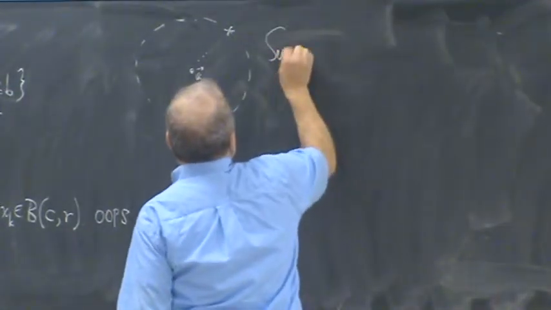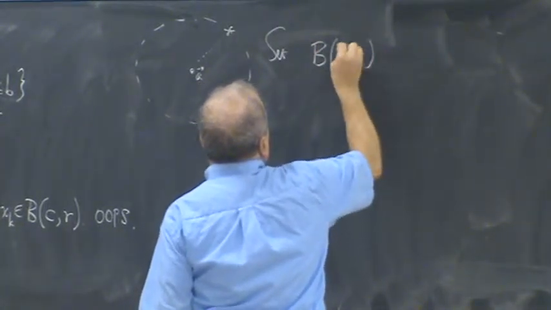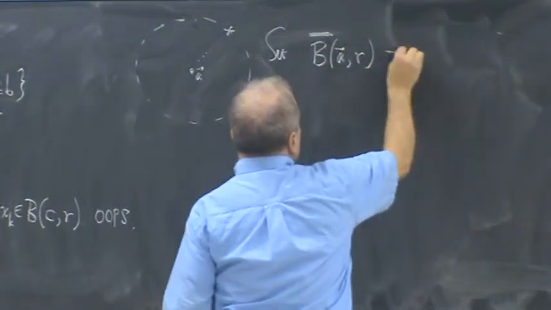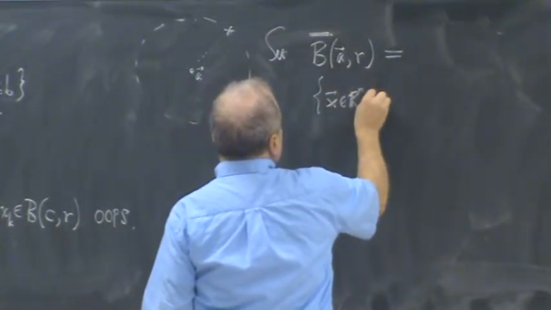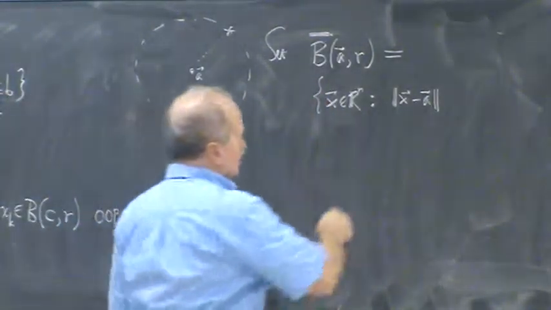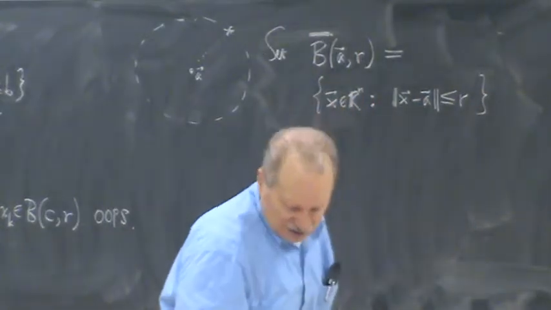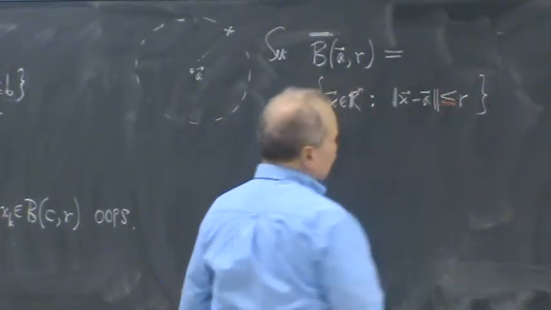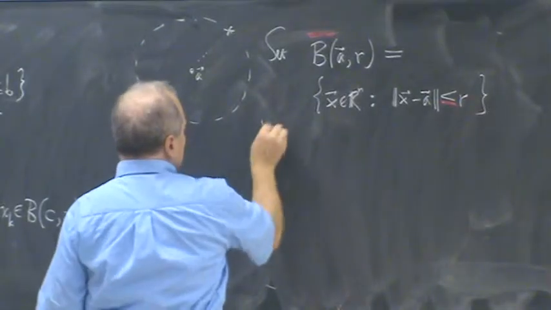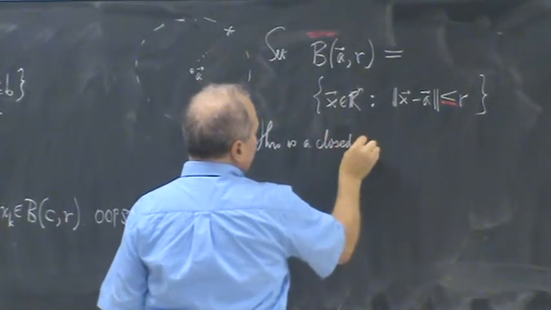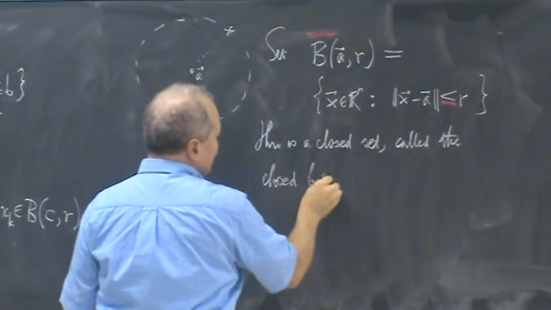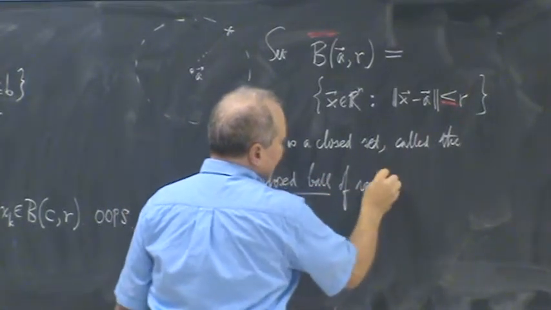So set the ball of radius R around A with a bar over the B to be the set of points whose distance from A is now, instead of being less than R, what do you want me to say? Less than or equal. So I'm going to put a red mark on the or equal to, going with this red mark on top of the B. And I will tell you, this is a closed set called a closed ball of radius R, centered at A.